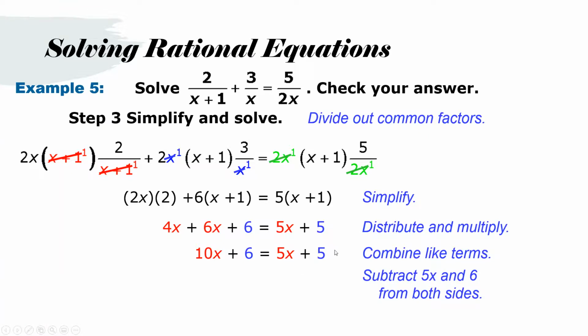If we subtract 5x by 5x, that's 0. Then 5 minus 6 is negative 1. 10x minus 5x is equal to 5x. Then 6 minus 6 equals 0. So we have 5x equals negative 1. So divide both sides by 5. The answer is x equals negative 1/5.